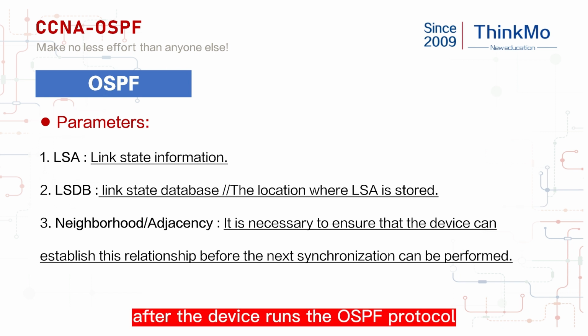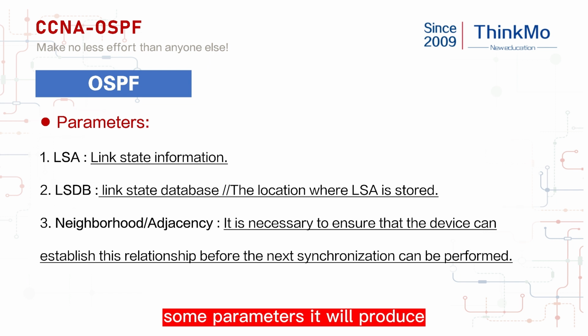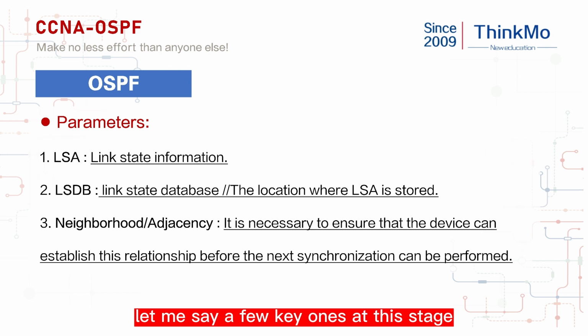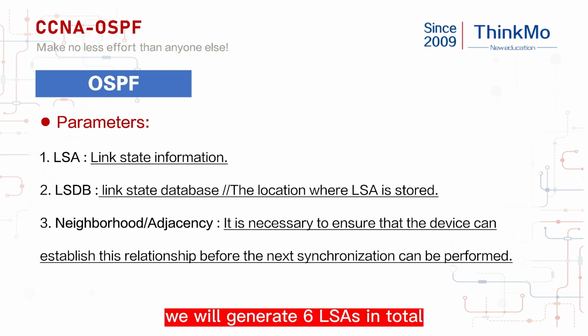After the device runs the OSPF protocol, there are some parameters it will produce. Of course, these parameters are not exhaustive. Let me say a few key ones at this stage. The first one is LSA. Its full name is Link State Advertisement. It's what we call details. Then learning OSPF is learning LSA. For OSPF, we will generate 6 LSAs in total.